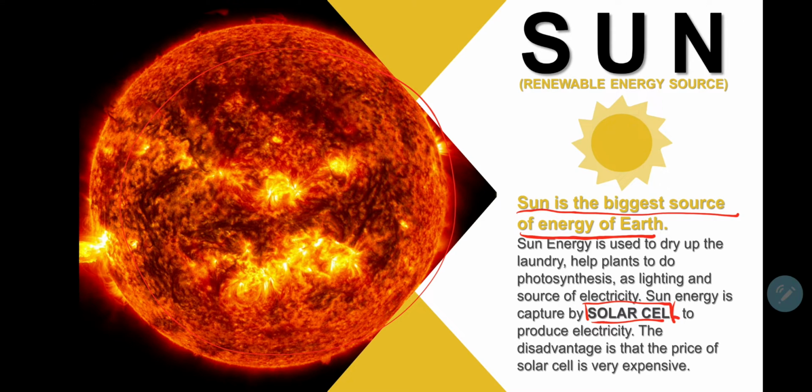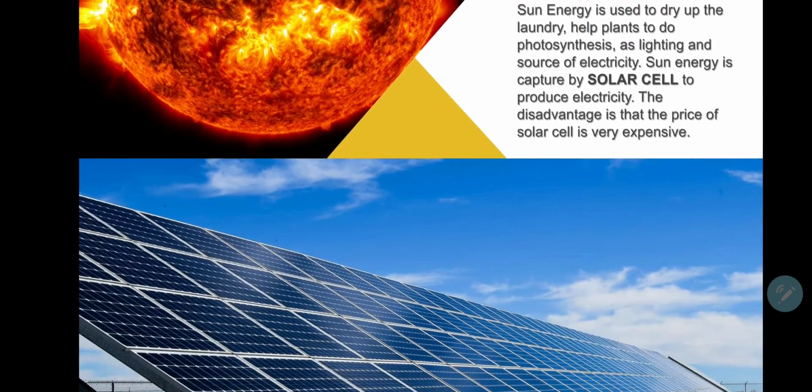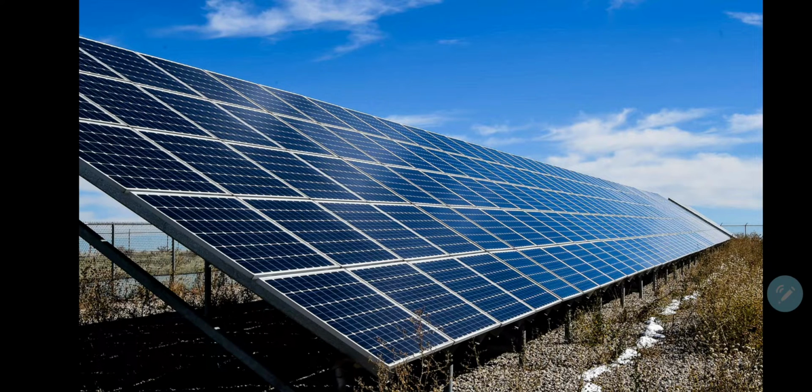Okay, I have the picture of solar cells. These are the pictures of solar cells. This is one solar cell. When we have a lot of solar cells here, all of this we call a solar panel, because one solar cell is this tiny bit.